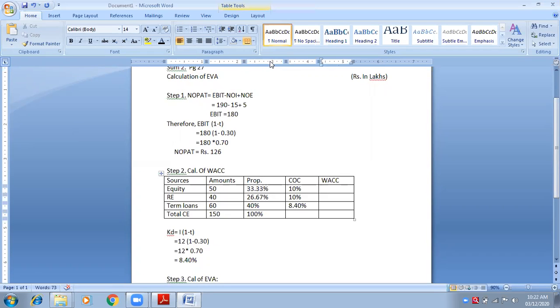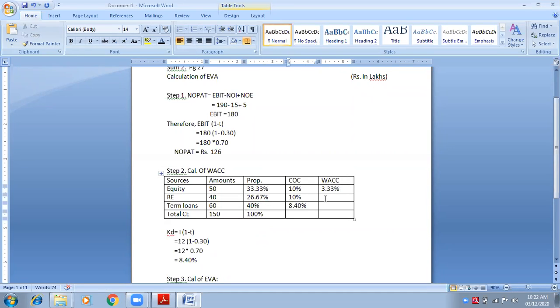Proportion into cost of capital. Very good. But remember the percentage, you need to press the percentage button. 33.33 into 10%: one time percentage, so 0.3333 into 10%. So what will be the answer? 3.33%. Very good.